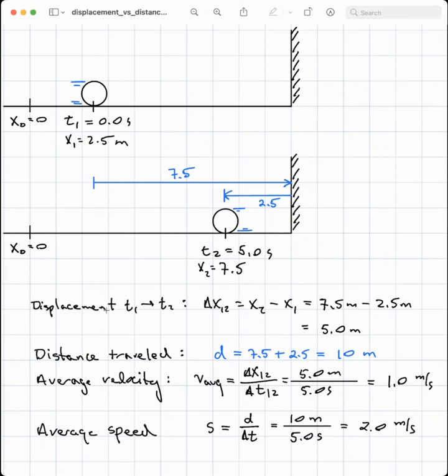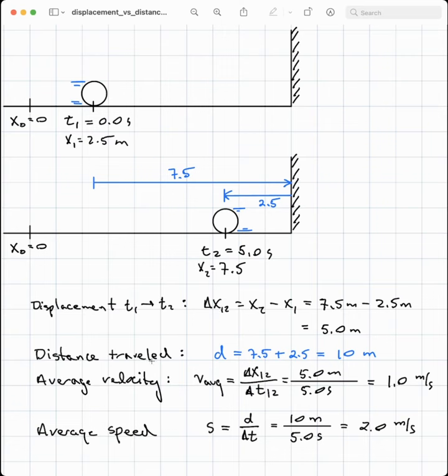So the displacement between times t1 and t2 here, I'll call it delta x12, is equal to x2 minus x1. So in this case, the ball is at 5 seconds at x2 equals 7.5 meters. And then at t1, the ball is at, I'm sorry, 2.5 meters. And so I have 7.5 meters minus 2.5 meters is 5 meters. So the displacement of this ball is 5 meters.